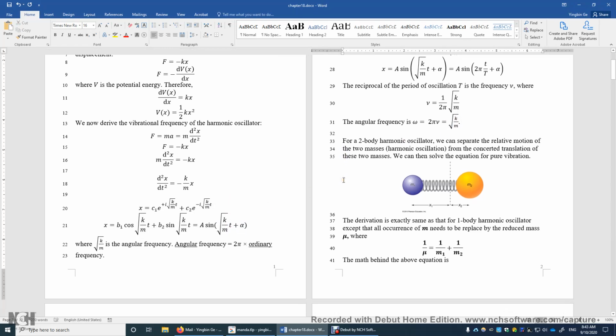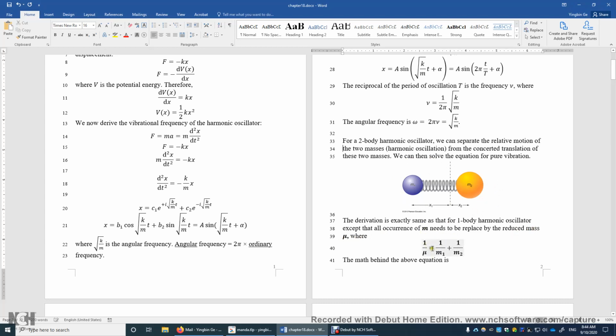What if you have a two-body harmonic oscillator, such as a diatomic molecule? We can separate the translational motion of this molecule from its vibrational motion. It is possible. We can solve the Schrodinger equation for the pure vibration of the diatomic molecule without worrying about its translation. To do that, we simply solve the same equation, except one thing. We need to replace the mass of the one particle in the one-particle problem, m, with the reduced mass of two particles, mu, for this two-body system.